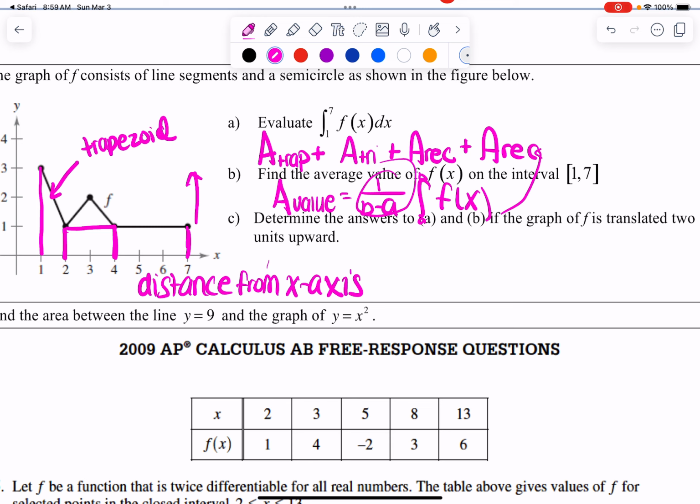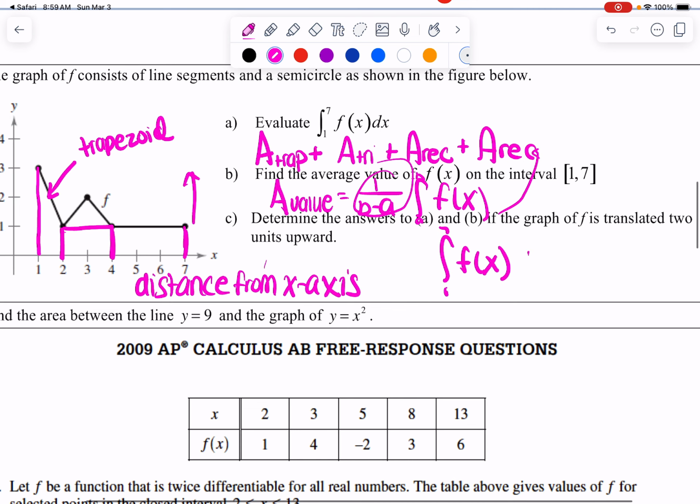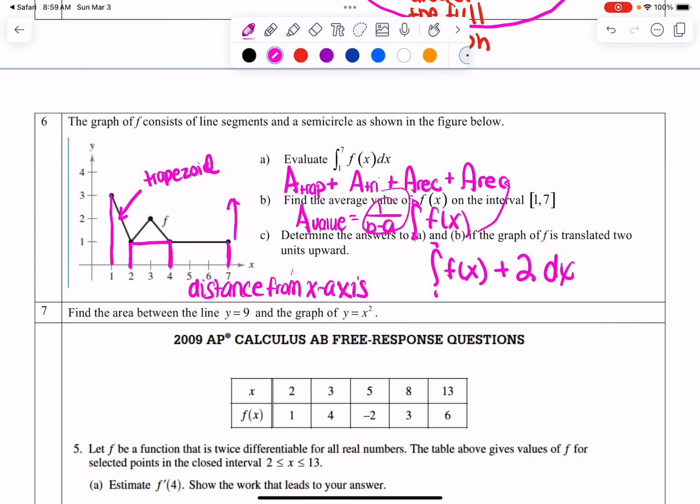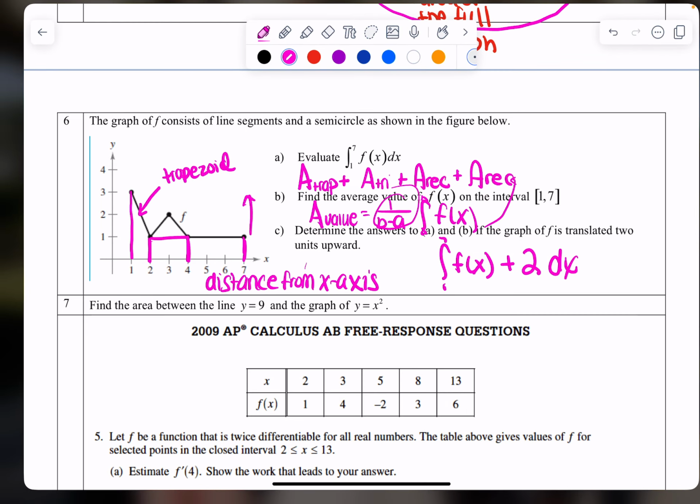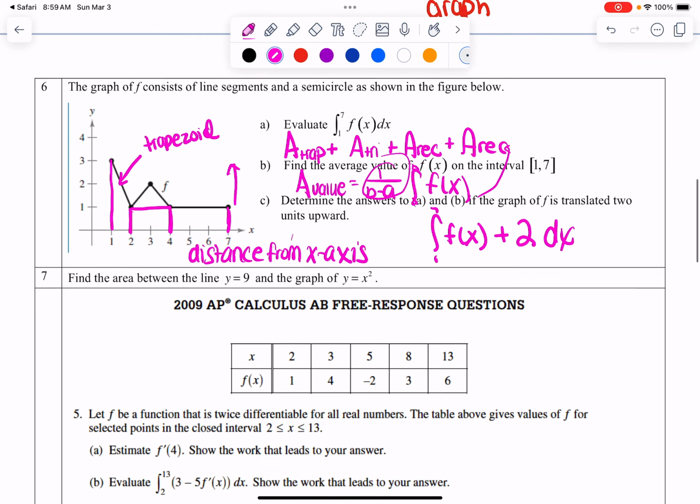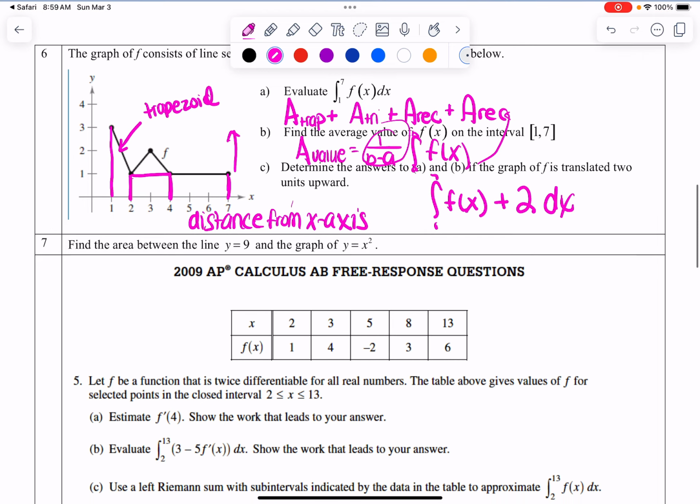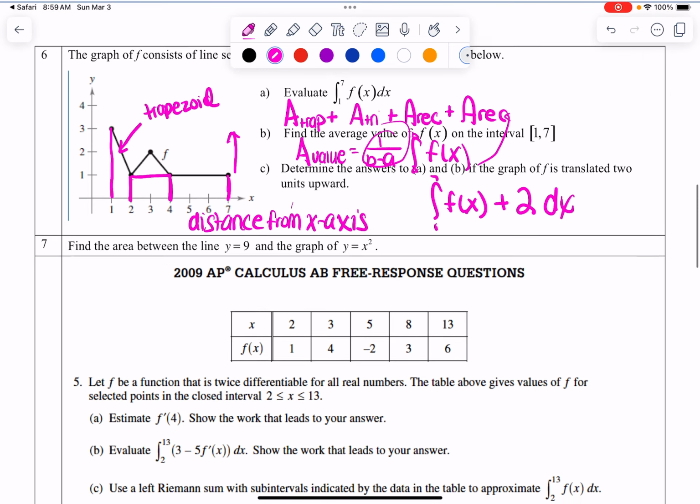Well, what would happen is you would have from 1 to 7 f of x, okay? But since you're moving 2 up, it changes the area underneath the curve. So I would add 2 to that f of x function and then integrate from there. Okay? So, of course, I would do these all if I was actually teaching this, but just the setup is what I would start with.